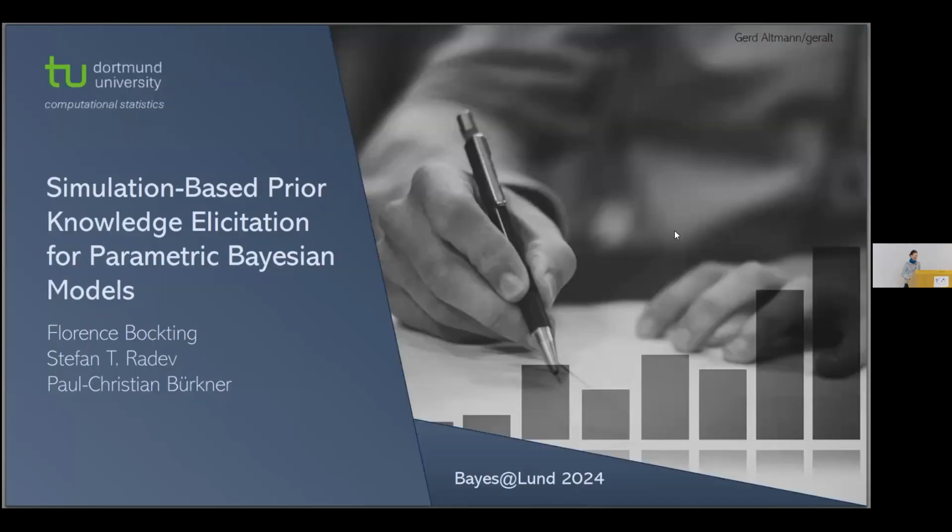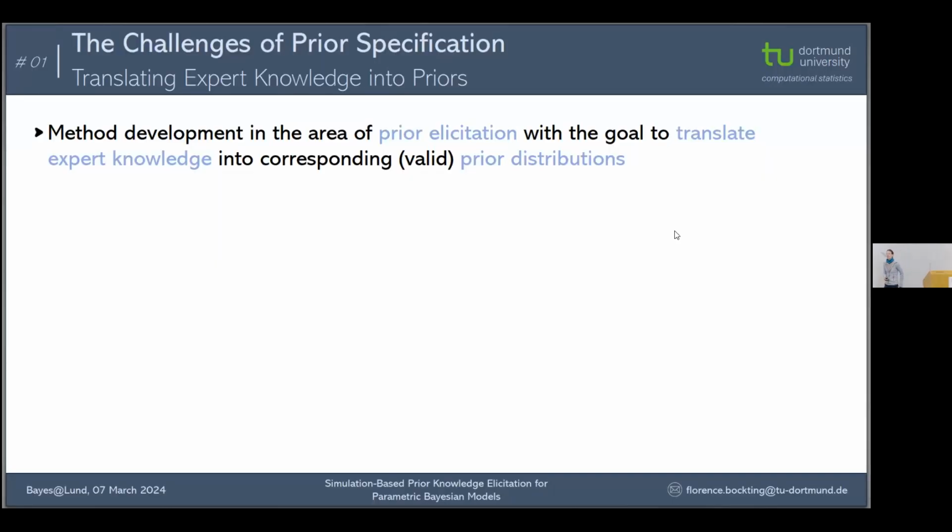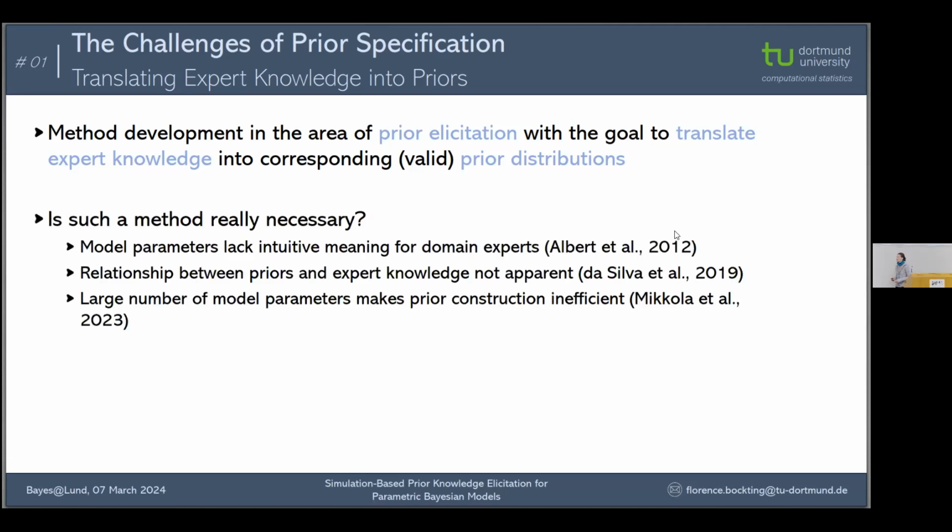Okay. Thank you. So the focus of my work is on method development, in particular to help domain experts such as applied researchers to translate their knowledge into prior distributions for parameters in a Bayesian model. And do we actually need such a method? When we think about simply a factorial design, then very likely the expert has some knowledge, for example, about the group averages or the treatment effect or the interaction effect.